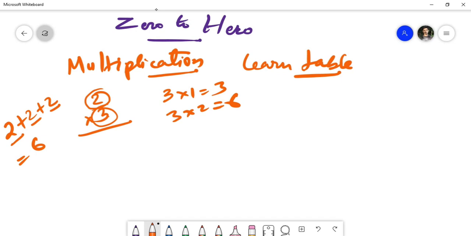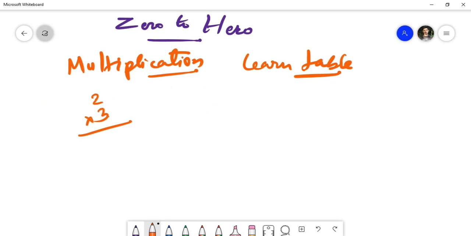This is actually your multiply. So we can just write, if you don't know the table, you can do it like this. But if you know the table, then 3 2 we can say is 6. Simple. I hope this is clear for you. It's not that tough. Basic maths.